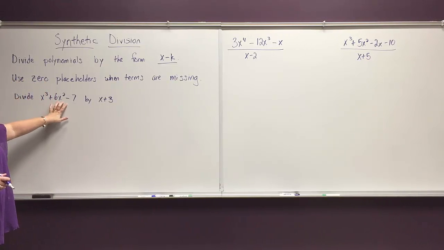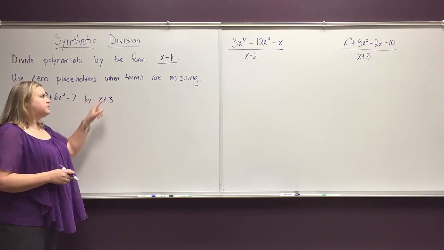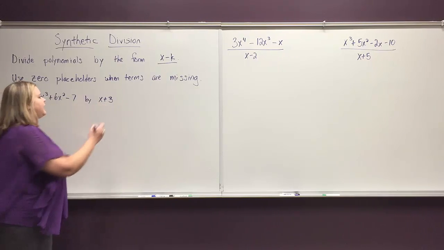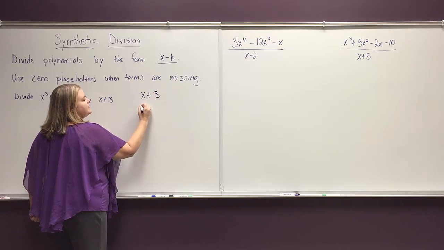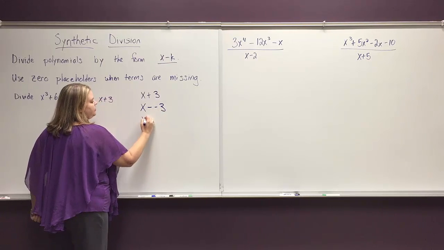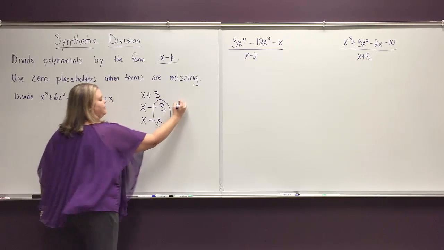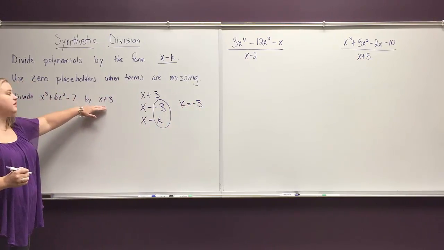Here I want to divide x cubed plus 6x squared minus 7 by x plus 3. Well, you may first think that's not in the form x minus k, it's x plus k. But if you think about it, x plus 3 can be rewritten as x minus negative 3, in which case we do have x minus k, where my k is negative 3. And so we can perform synthetic division.